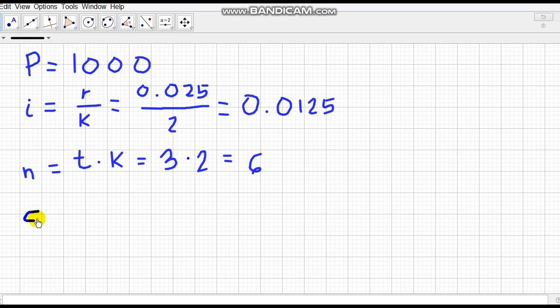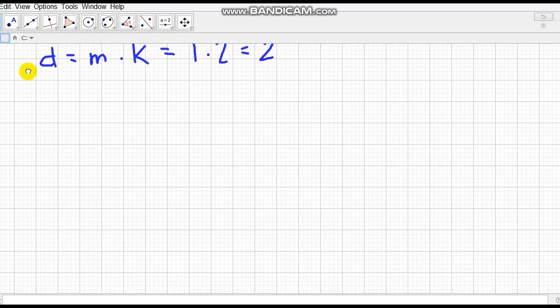Now for the period of deferment, we can observe in the problem that the payment is just deferred for 1 year. So we're going to start our payment after 1 year. So we're going to use the formula M times K because it occurred on the next interval. So this is 1 times 2, which is equal to 2. So these are the variables that we're going to use. For our formula, let's make our substitution.